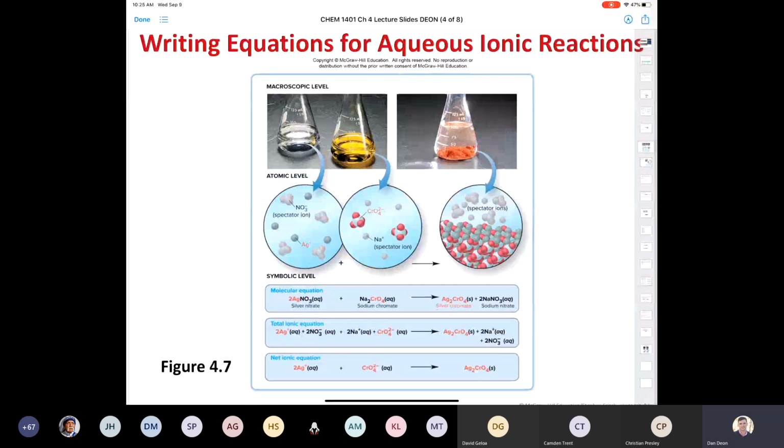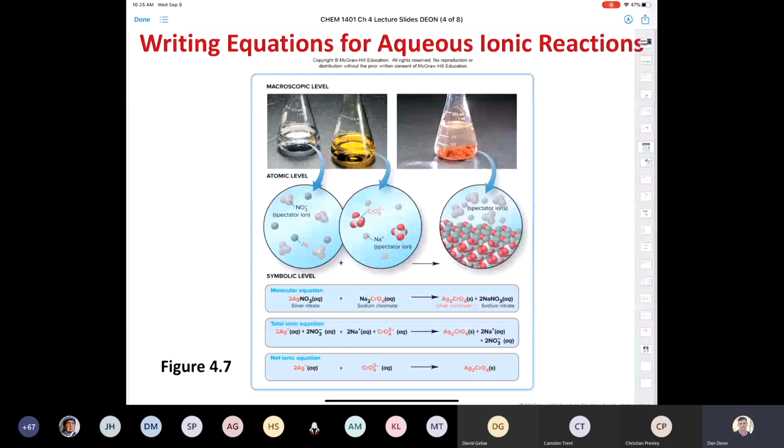Let's think about something here. Here's a reaction that you might have done in the lab already, and if you haven't, I'm sure you'll get a chance if you're taking Organic Chemistry 1 lab. This is a pretty neat reaction. It says here, writing equations for aqueous ionic reactions. You're starting out with a solution of silver nitrate, and then over here, we have a solution of sodium dichromate.